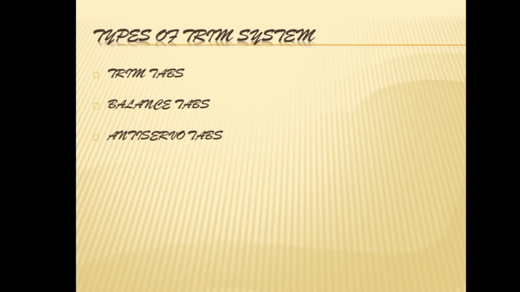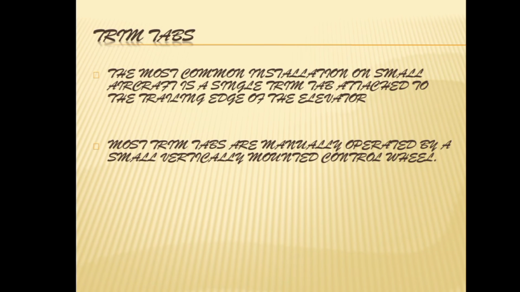Types of trim system: trim tabs, balance tabs, and anti-servo tabs. Trim tabs. The most common installation on small aircraft is a single trim tab attached to the trailing edge of the elevator. Most trim tabs are manually operated by a small, vertically mounted control wheel.